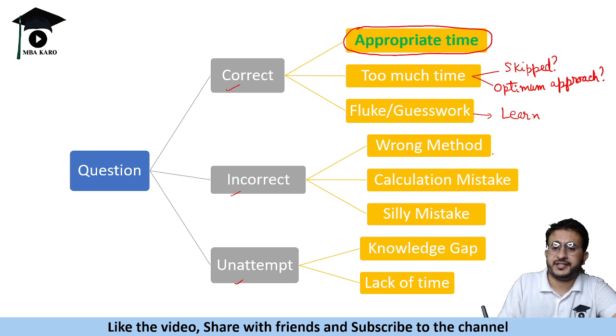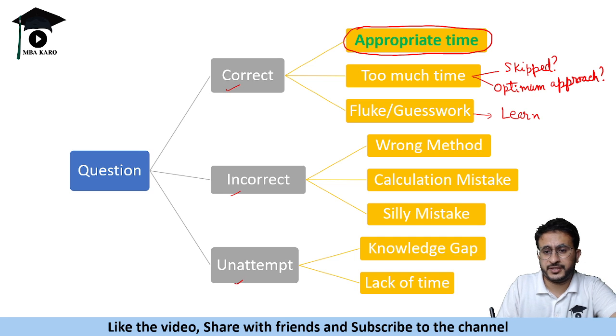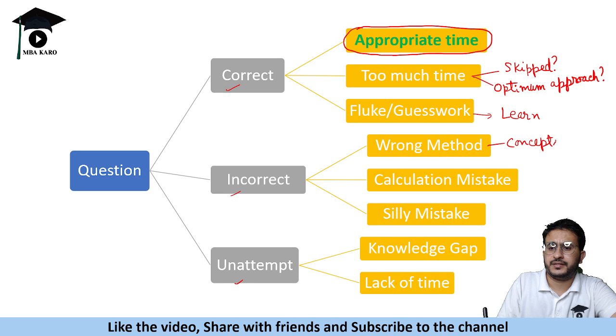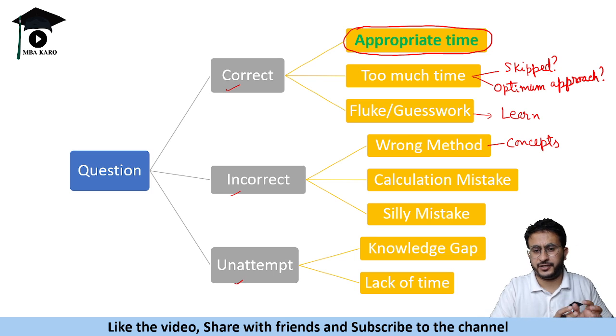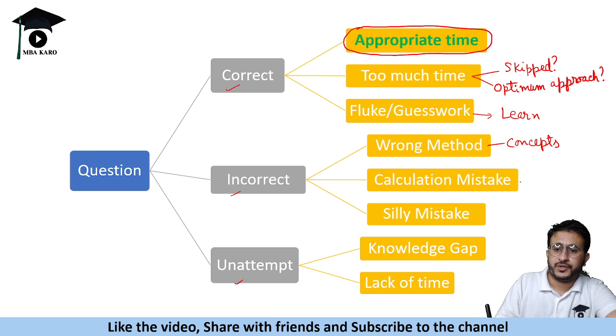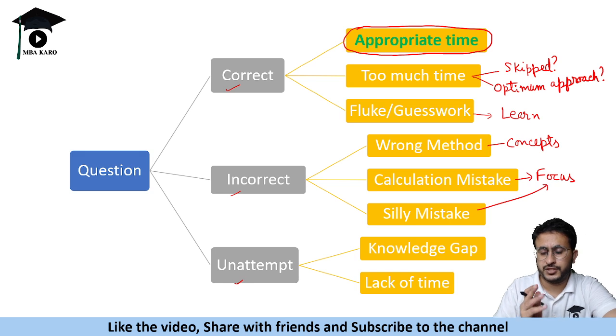If it is incorrect and it was because of a wrong method, then go back to your concepts and build them again. Why did you get it wrong? What was the wrong method that you applied? If you made a calculation mistake, that means you lack focus, so try to be more focused next time onward. If you made a silly mistake, that is again a lack of focus, so try to be more focused next time when you appear in a test.